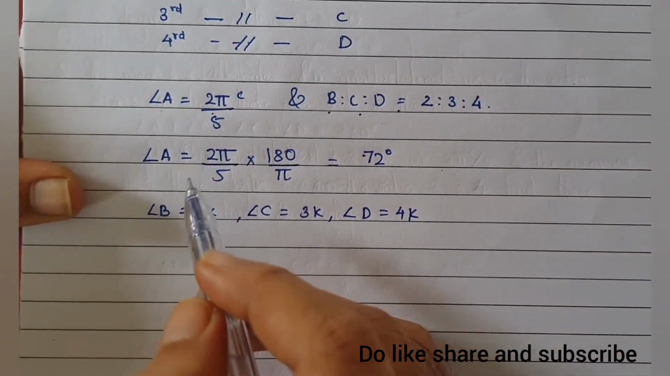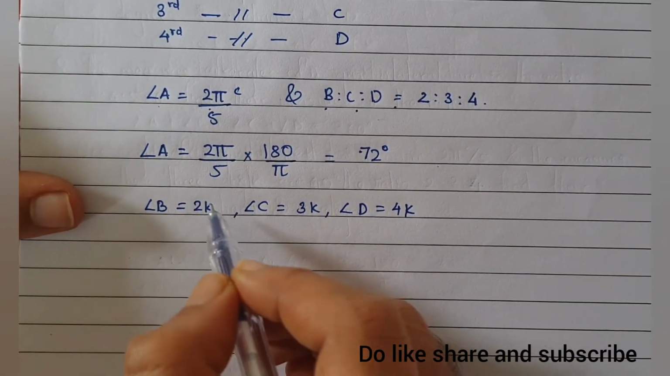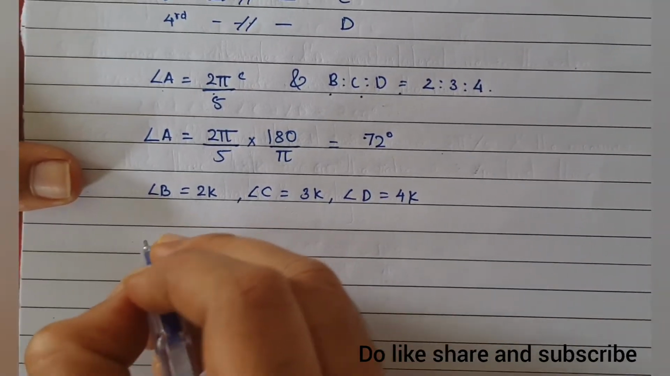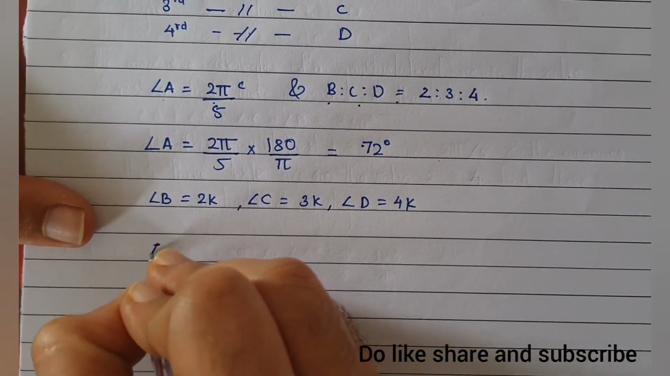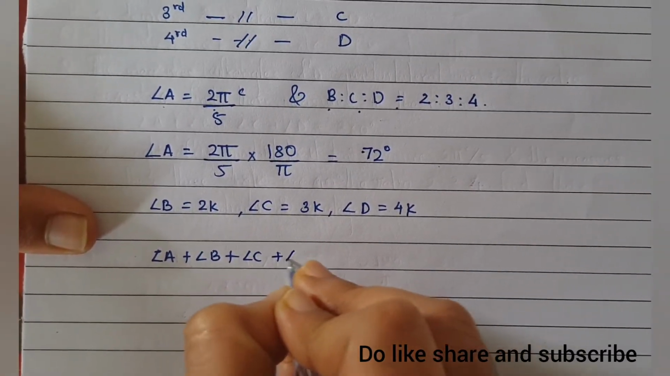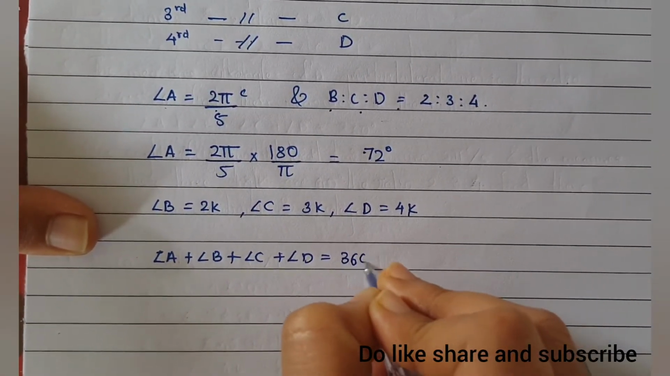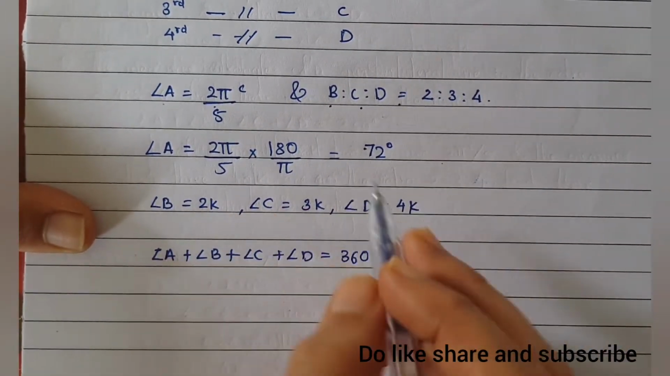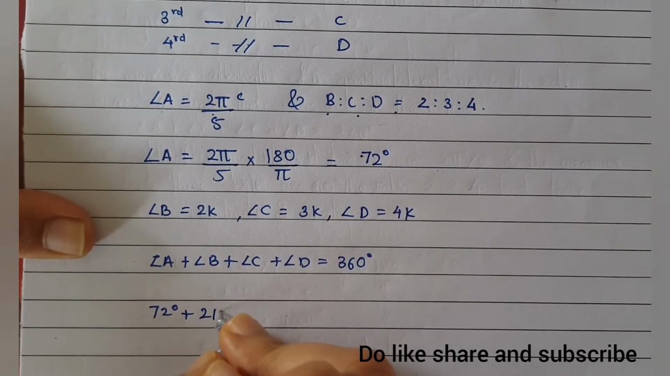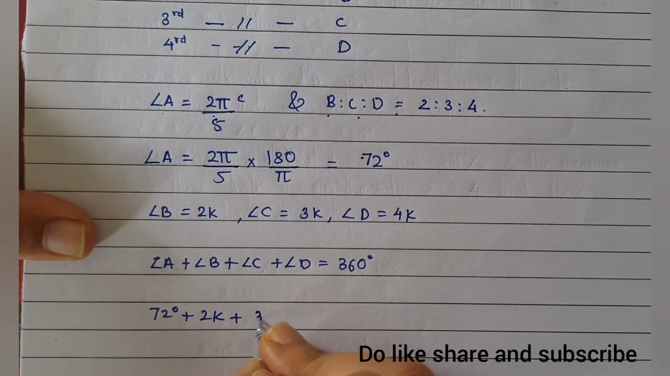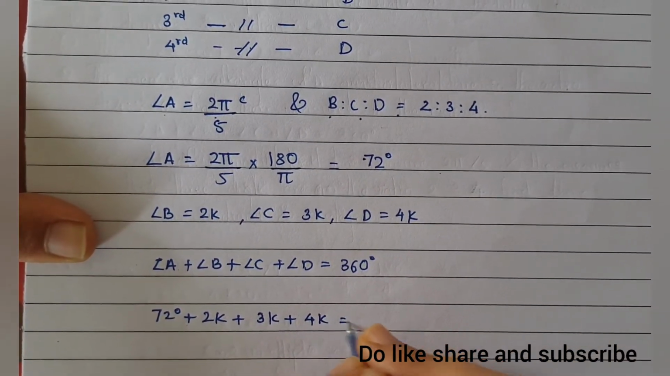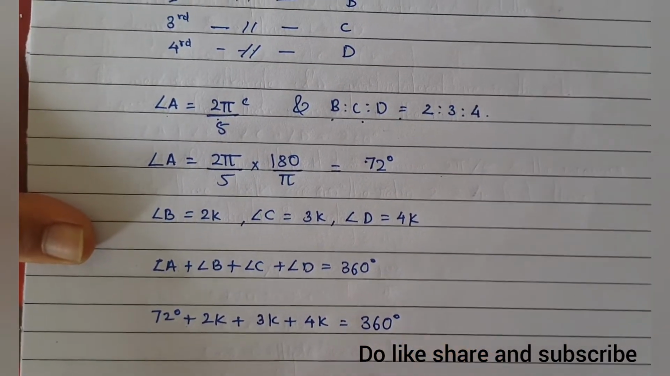As this is a quadrilateral, we know that the sum of interior angles is equal to 360 degrees. So we have angle A plus angle B plus angle C plus angle D equal to 360 degrees. We have the value of angle A, that is 72 degrees, plus 2k plus 3k plus 4k is equal to 360 degrees.